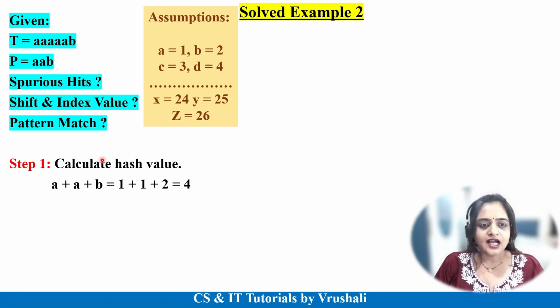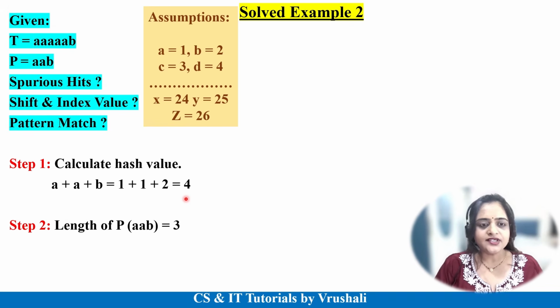Now as per the Rabin Karp algorithm, the first step is to calculate the hash value. You have to use the addition formula of hash value to find this. So, calculating the hash value of our pattern P, our pattern P is AAB. So the value of A is 1, again 1, and the value of B is 2. So 1 plus 1 plus 2 equals 4. Means the hash value of your pattern P is 4.